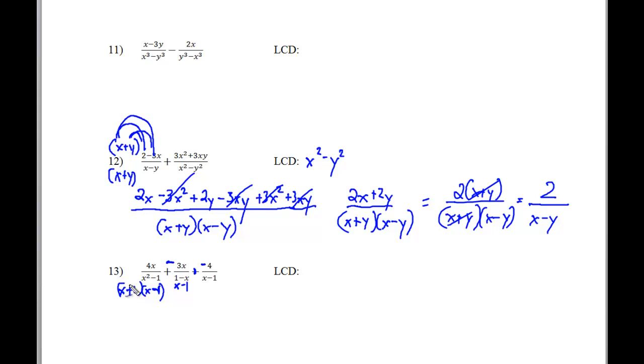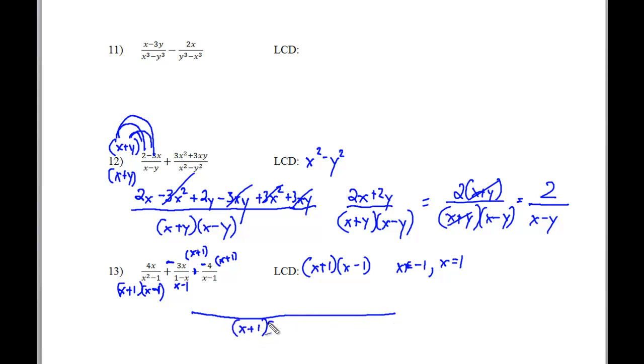So what I really need is an x plus 1 for these two right here. So my least common denominator is x plus 1, x minus 1, which also means my exclusionary values are x is not going to be equal to negative 1, and x is not going to be equal to 1. So let's take this second term here and multiply it by x plus 1 over x plus 1, and multiply this third term by x plus 1 over x plus 1. And what this will do is give me the entire denominator of x plus 1, x minus 1. Now, 4x doesn't need any modification since its denominator is properly prepped.